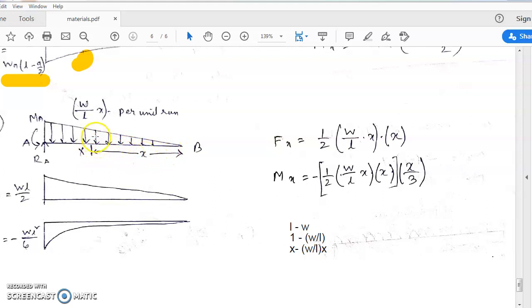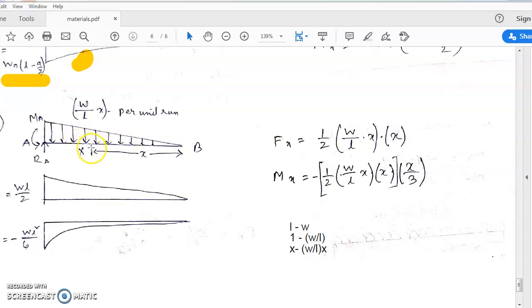So the total load at X is half into w by L into x into small x, this base, that is written here. So it is the shear force at this point X, and it is applying on the right hand side of this point. So according to the sign convention, any downward force on the RHS will be positive, so it is plus.